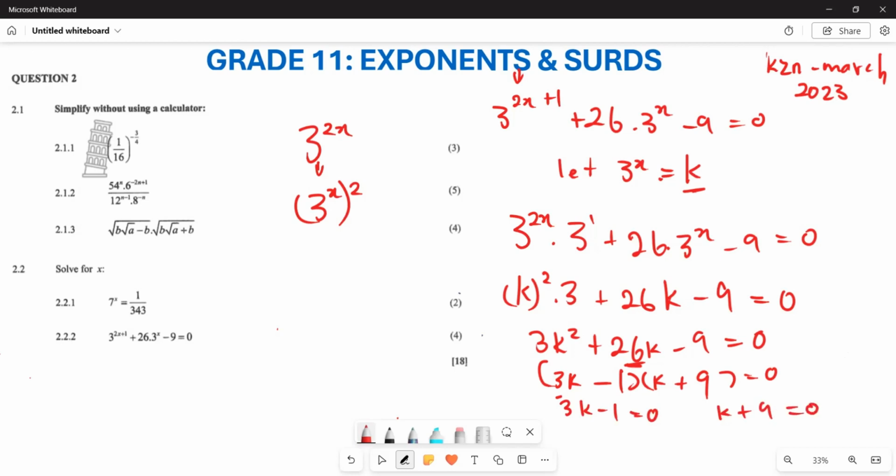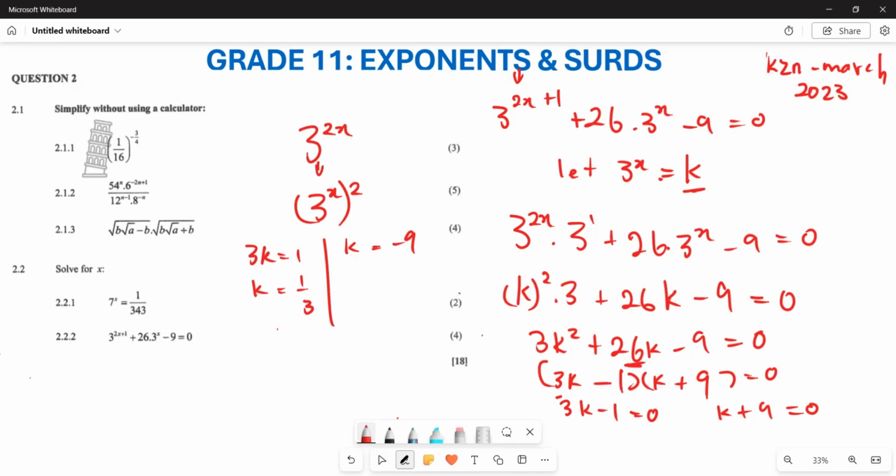But remember, we are not solving for k, right? So let's start by solving for k firstly. This is going to be 3k is equal to 1. Therefore, your k is equal to 1 over 3. The other k was equal to your negative 9.